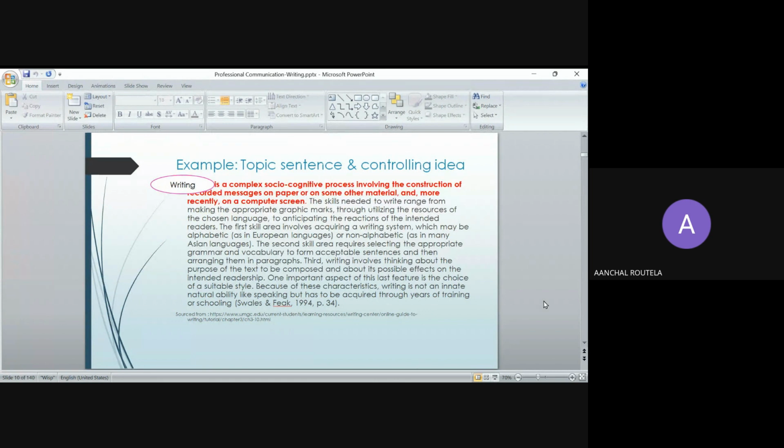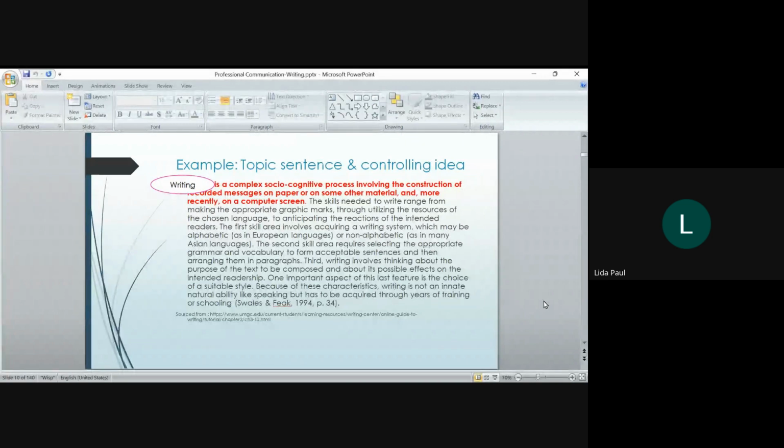Yes, ma'am. Okay. So this was one example where we are seeing a paragraph with a topic sentence located in the beginning of the paragraph, right? And what is that? Writing is a complex socio-cognitive process involving the construction of recorded messages on paper or on some other material, and more recently on a computer screen, right? So definitely, what is the topic that we are dealing with here? What's our topic of writing? No? Are you not able to guess it from this? Writing itself. Writing, right? Writing is your topic.